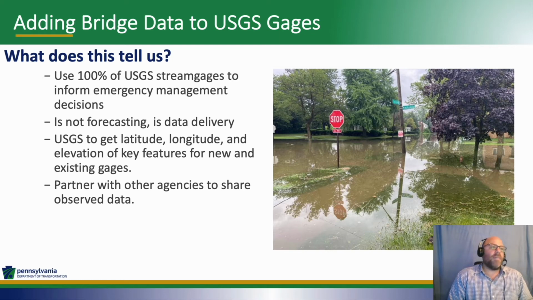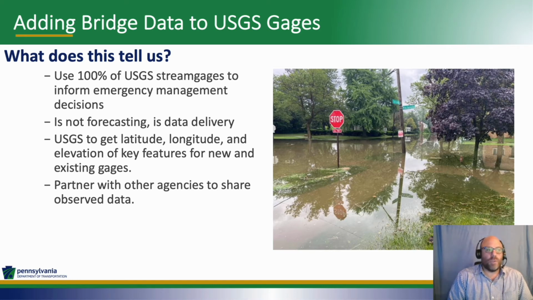What changes can be made to deliver better usable data to the public? Well, one of the first solutions to implement was to collect new survey data that includes latitude, longitude, and elevation of key features for all new gauge sites as well as updated existing gauge sites, including keeping all of these gauges and data consistent on one common vertical datum.